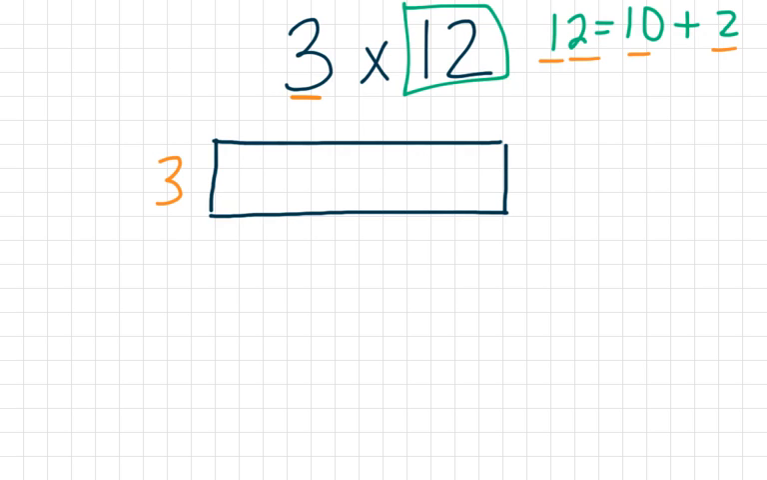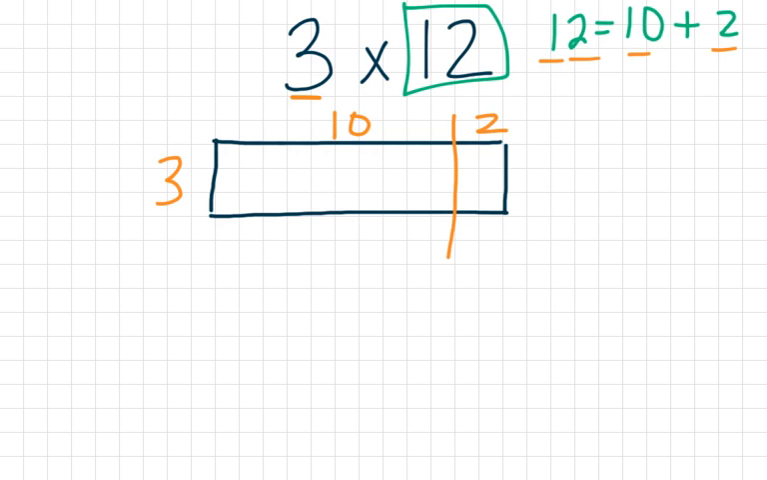So if I count 10 squares down, there's my split. And I'm going to label these pieces. I'm going to label this part 10, and I'm going to label this part 2. Please make sure you have this on your paper. Again, if you need to pause the video at any time so you can make sure you draw this, please do so.